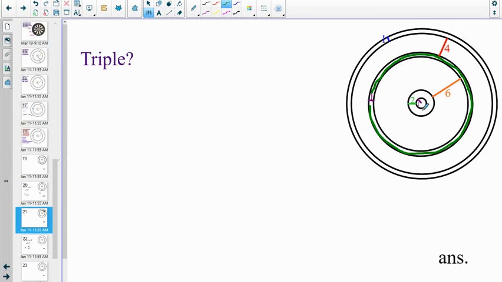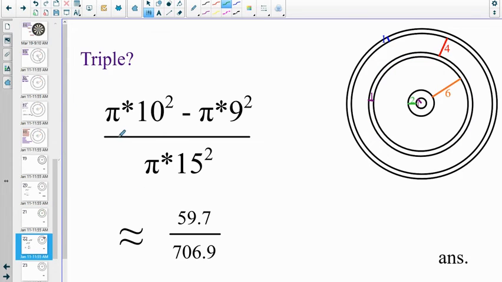And then 1 plus 2 plus 6, the inside radius, is 9. So big circle, radius of 10, minus little circle, radius of 9. And that'll give us the area of just the triple region. So pi times 10 squared for the bigger circle, pi times 9 squared for the little circle, divided by always the whole dartboard, pi times 15 squared for the whole dartboard.